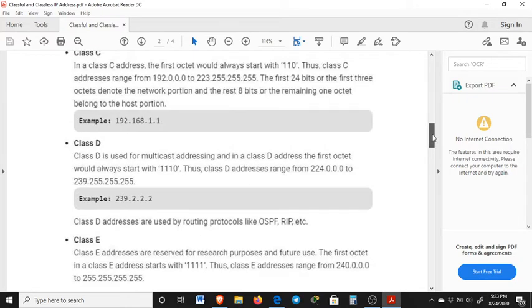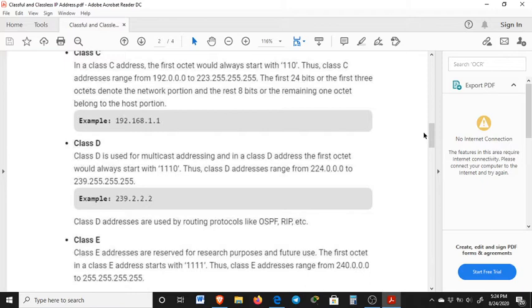Class C starts from 192 to 223, because class B ended at 191. So anything between these ranges belongs to class C. If we look at this one, it's 192, so it's class C because it's between 192 and 223.